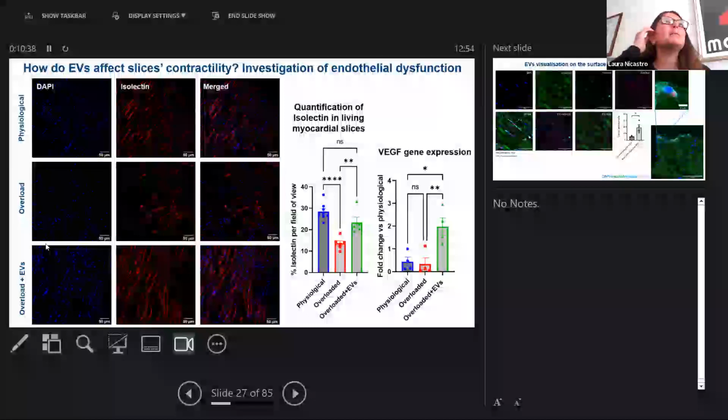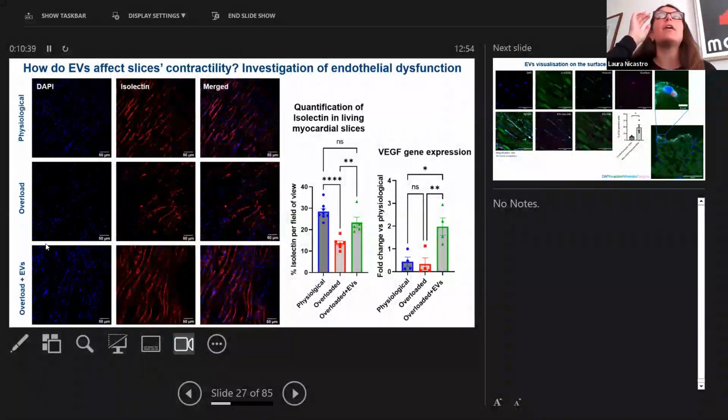One of the other aspects of remodeling is the rarefaction of blood vessels. So we stained slices for isolectin B4, which is a marker for blood vessels. And when we quantified the presence of the vessels in living myocardial slices, we noticed a drastic decrease in blood vessels in overloaded slices compared to the physiological, but these again were brought to almost physiological levels when physiological EVs were applied onto overloaded slices.